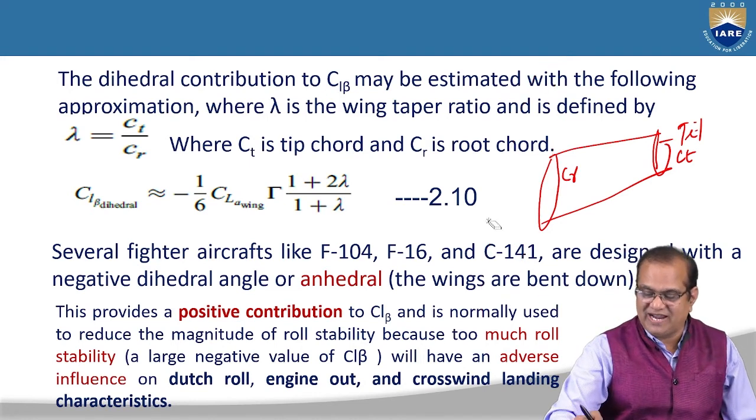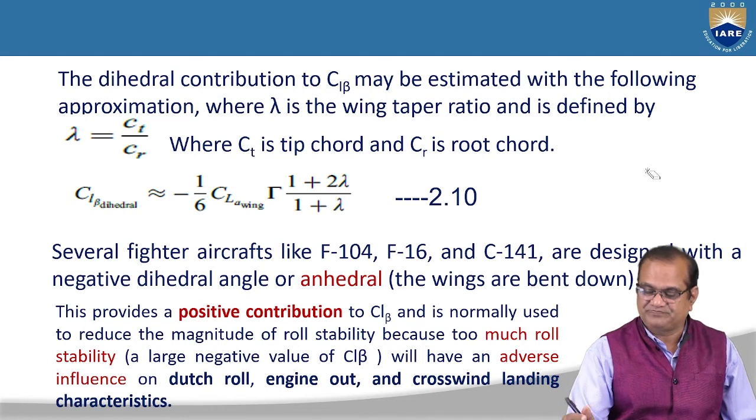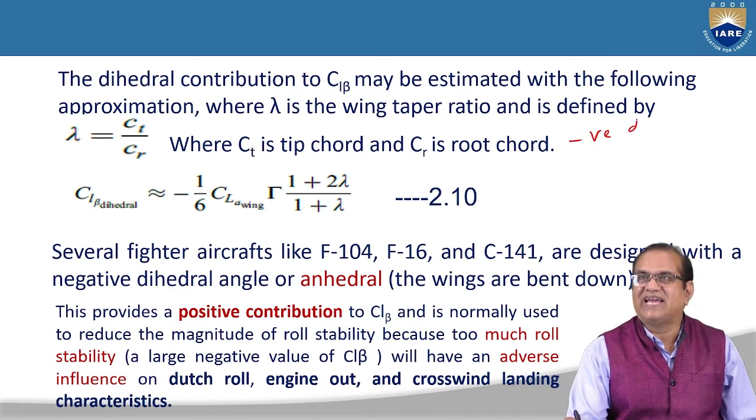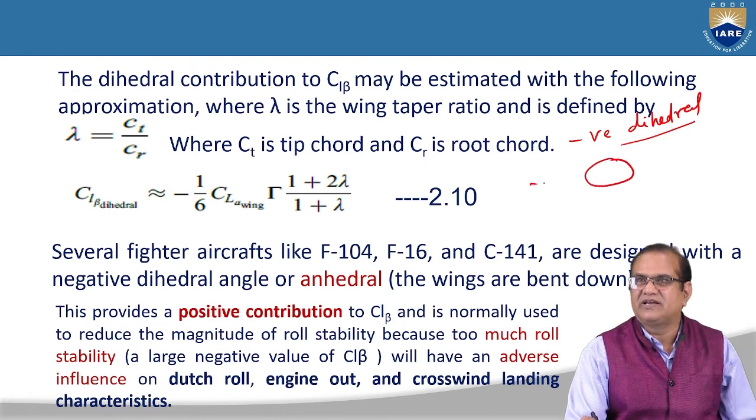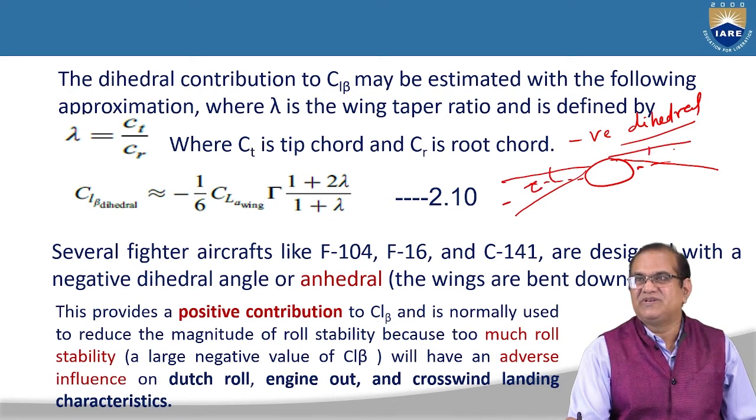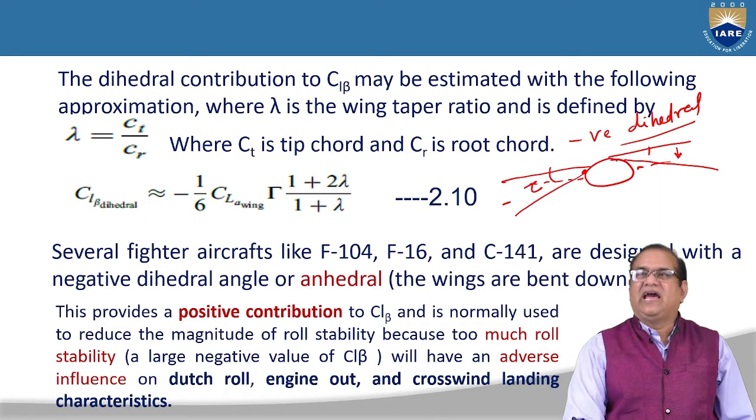So what is the negative dihedral? It is also called the anhedral. Negative dihedral. Fighter aircraft have the negative. I will give just an example. If you see, this is the gamma and this is the negative gamma from horizontal. It means the tip is down relative to the root. So it is called the negative.